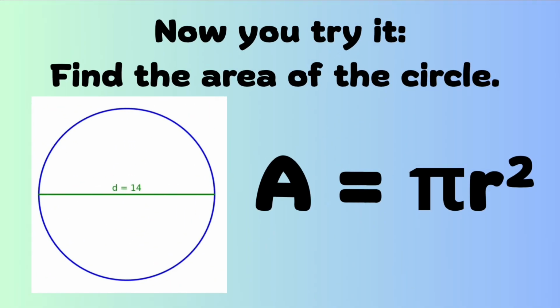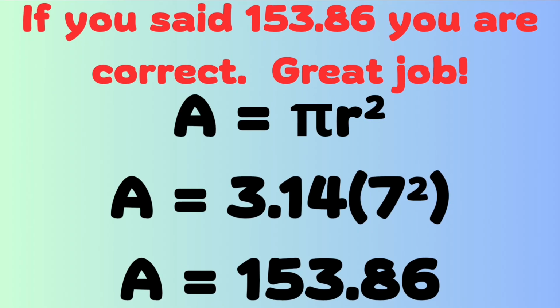Now you try it. Pause the video before you see the answer. Just a hint though, you're given the diameter, not the radius. If you said 153.86, you are correct. Great job. Just a reminder, cut the diameter in half, so half of 14 is 7, square it, 7 times 7, and then times pi.